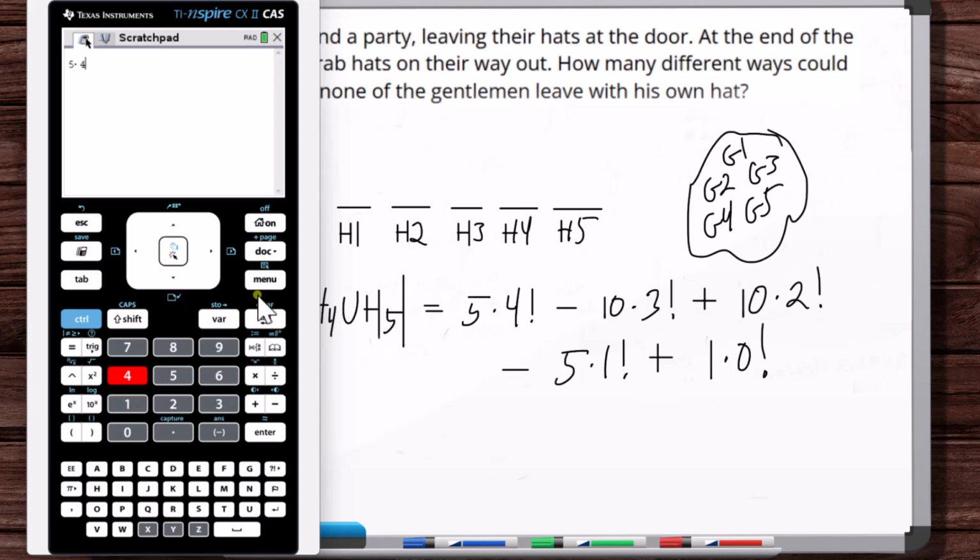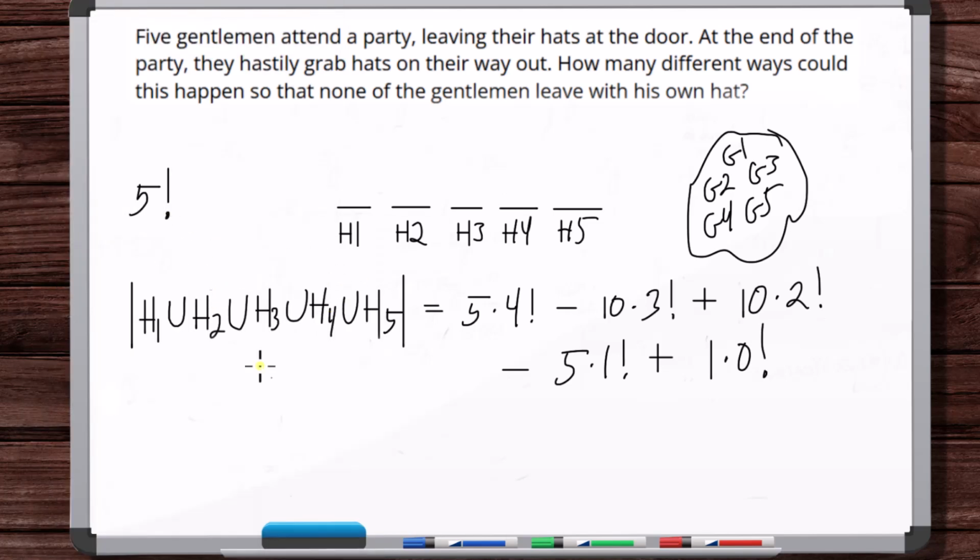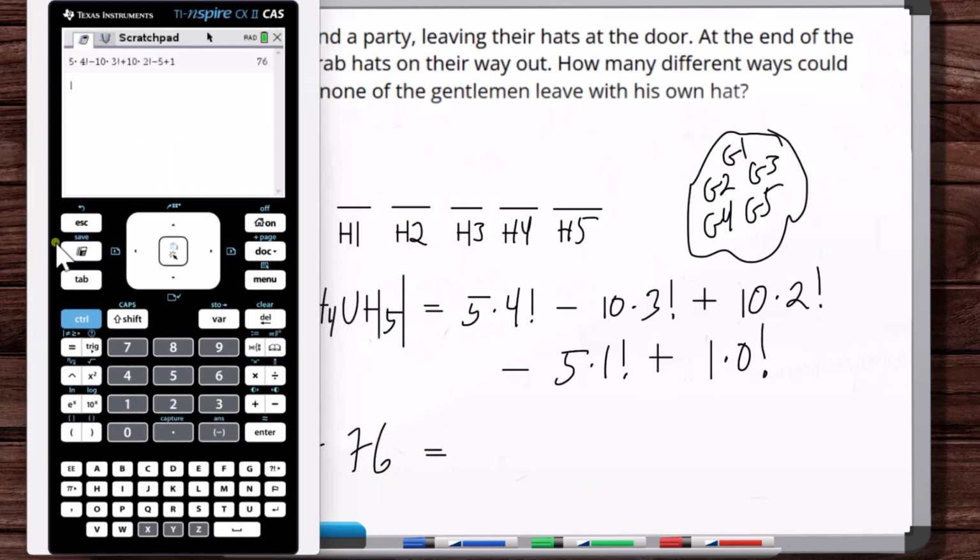5 times 4 factorial minus 10 times 3 factorial plus 10 times 2 factorial minus 5 plus 1. So 76. So we want to subtract then 5 factorial minus 76. So 5 factorial minus 76 is 44.